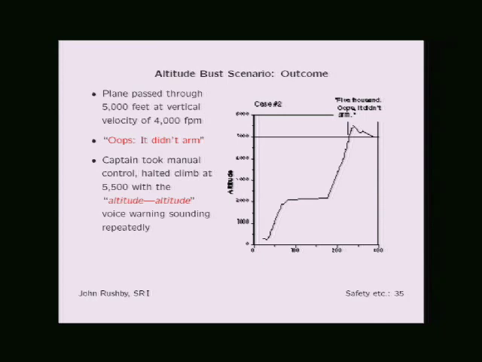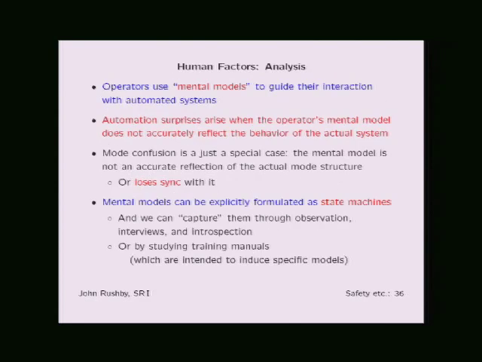Okay, so then they went back and said, okay, what was the problem? Why did this happen? The problem is that the mental model that the pilot had of the state machine inside the box, inside the flight control system, was different from the actual state machine. Okay, and so that's what is a cause of an automation surprise.